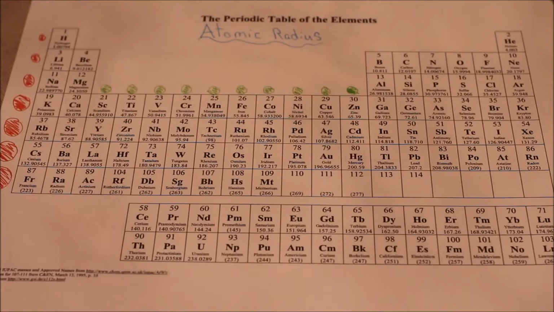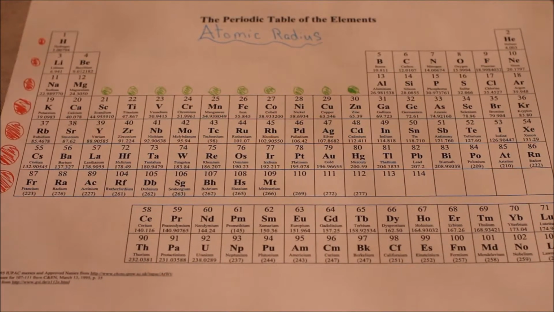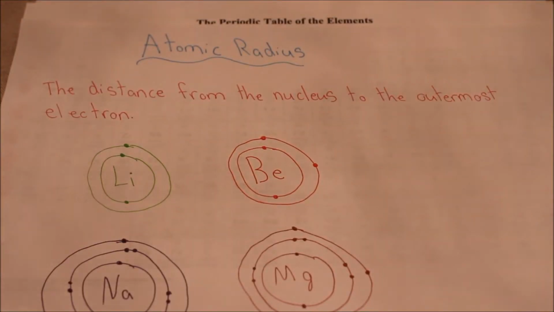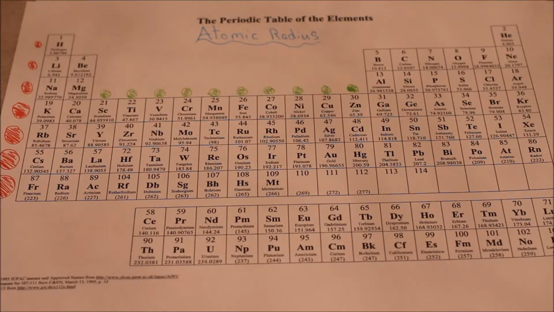Now let's take a look at lithium and sodium. What do you notice about them? They're in the same group, but they're in different periods. So let's look back at these Bohr models, okay? Lithium has 2 energy levels, but sodium has 3. So what can you conclude? As you move across a period, the atomic radius is going to stay the same. But as you move down a group, the atomic radius is going to increase.